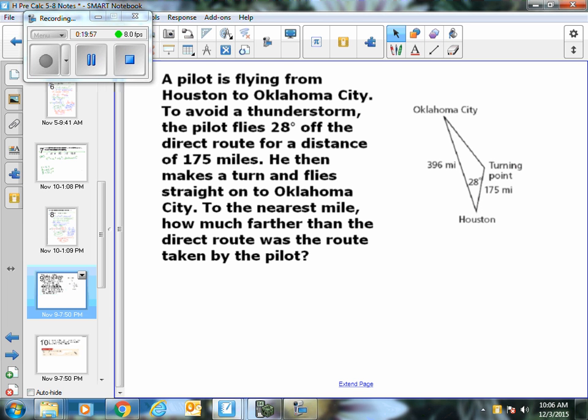And think about why this might be important to the pilot to know that. So why might he want to know how much further he's flying? Well, one is to figure out how long it's going to take. All right, so let's think about what you would have to calculate to be able to figure out how many further miles.